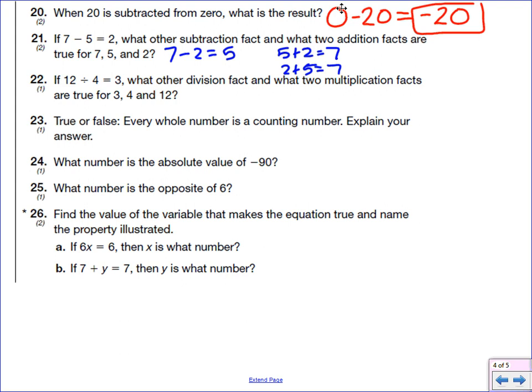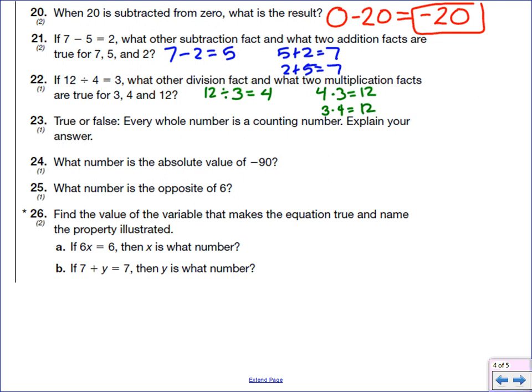If 12 divided by 4 equals 3, what other division fact and what two multiplication facts do you know? So 12 divided by, again, switch the place of the 3 and the 4. And then 4 times 3 equals 12, and 3 times 4 equals 12.